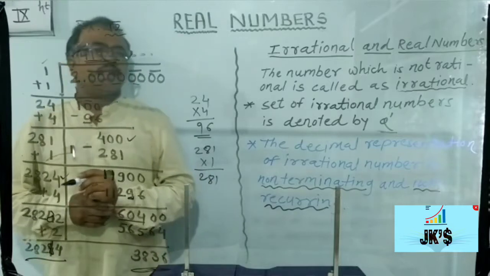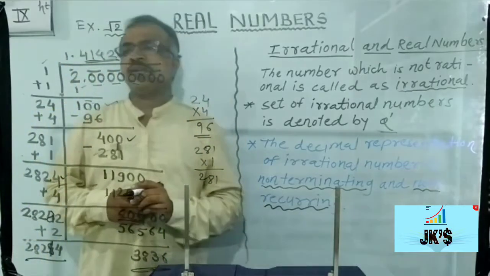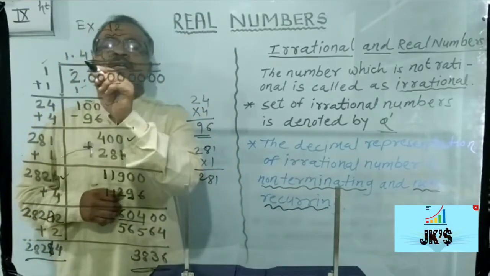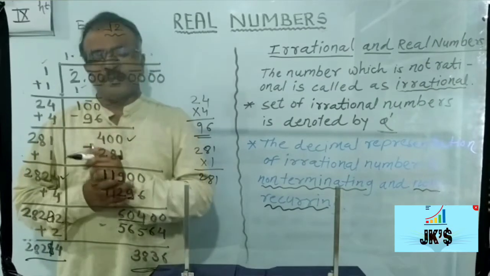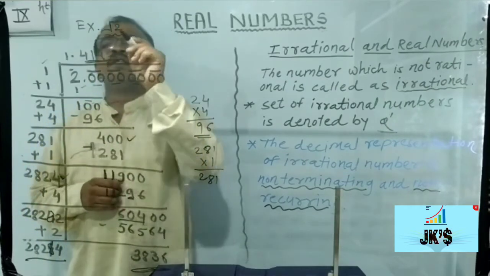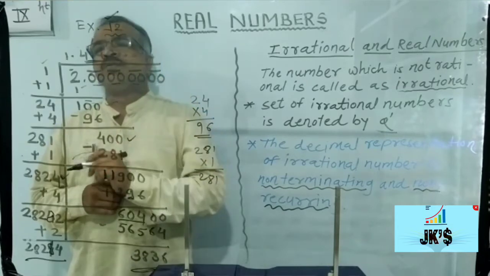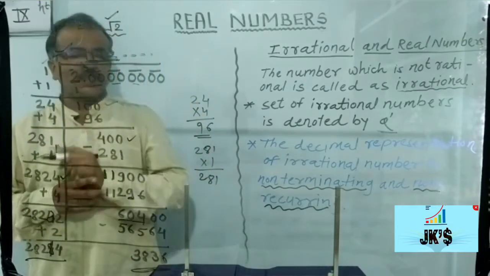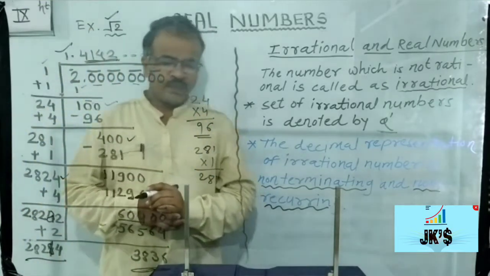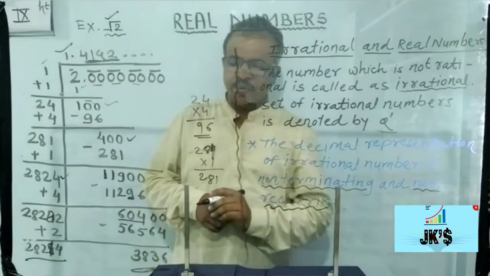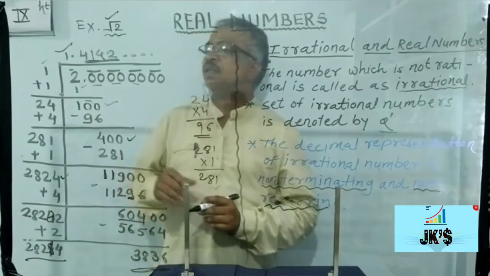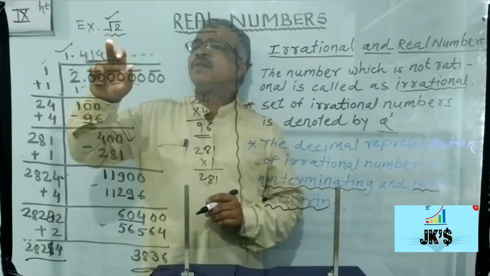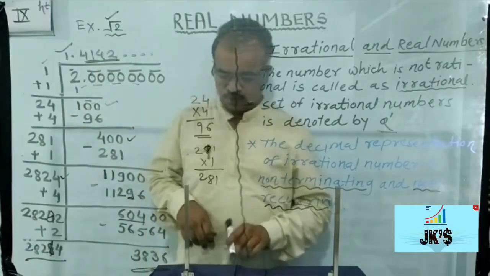This means that the square root of 2 is non-recurring and non-terminating. Hence, the square root of 2 is an irrational number. In this way, we studied how to find the square root of 2.